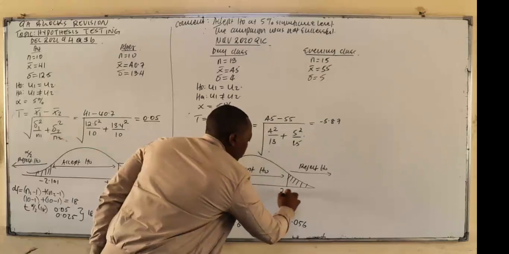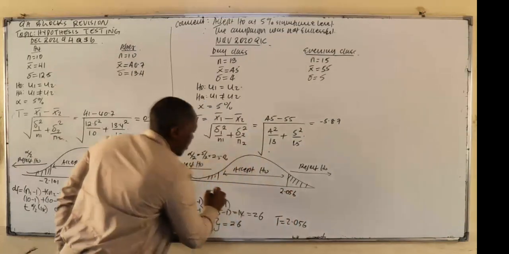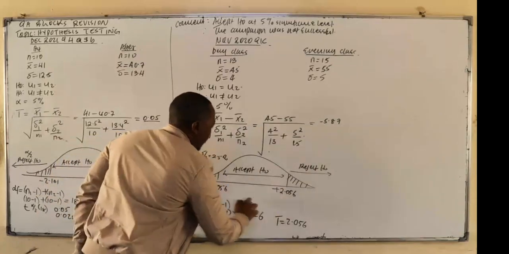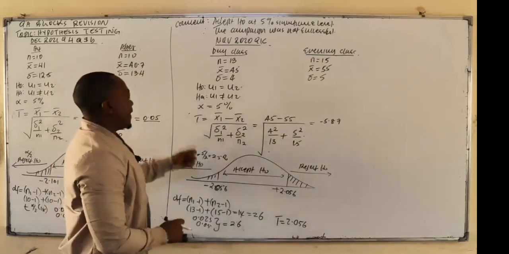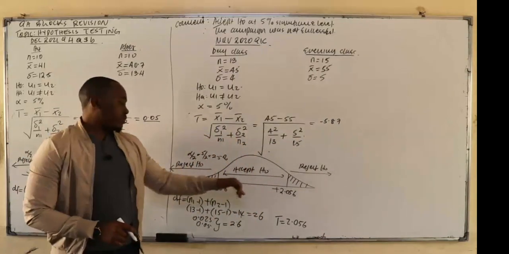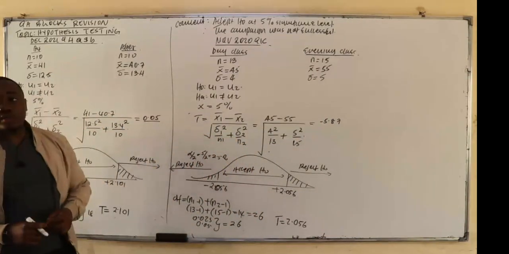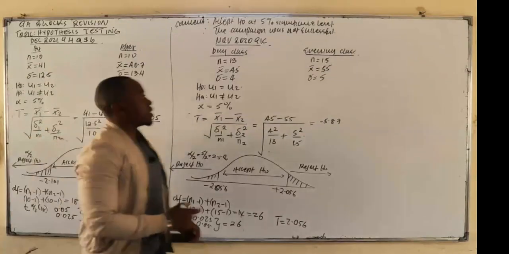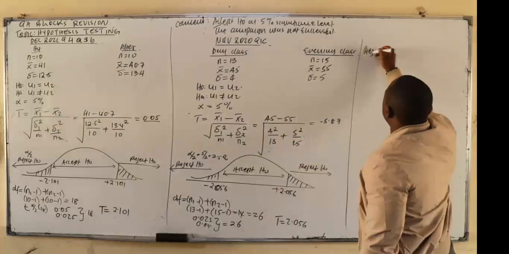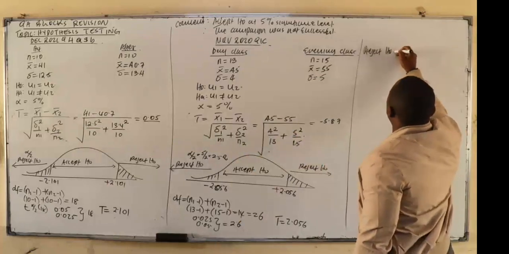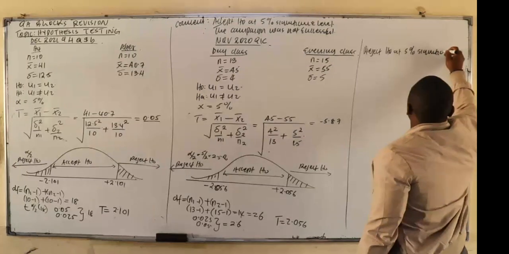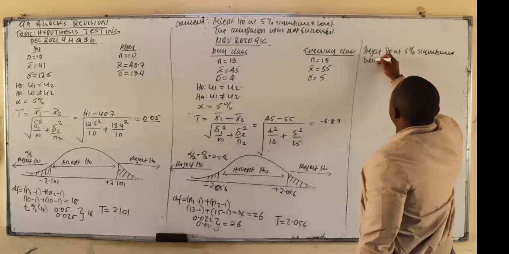T critical is 2.056, positive and negative. Our T calculated is negative 5.87. Now, does it fall in the acceptance region or rejection region? Rejection. So it falls within the rejection region. That means we reject the null hypothesis at 5% significance level.